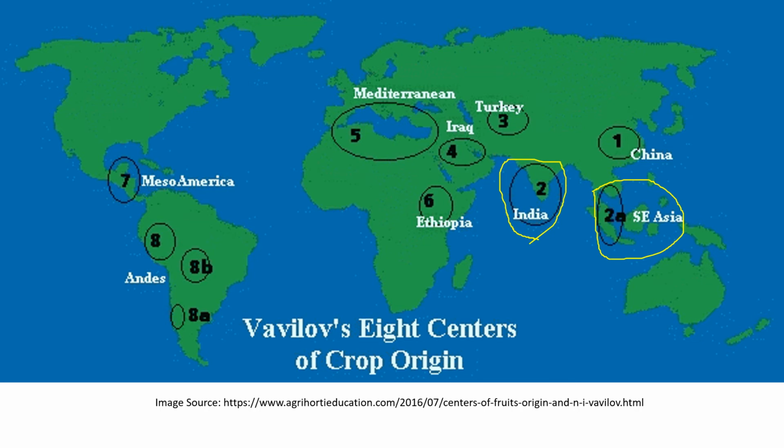And then we have Mediterranean Center, and then Ethiopian Center, or your East and West African Center. Then we have the Central American Center or Mesoamerican Center. Then we have the South American Center, where you will find Peru, Andes, Brazil, kung saan nanggaling yung iba nating mga crops. So etong 8th center, itong ika-8th ay may dalawang sub-centers.